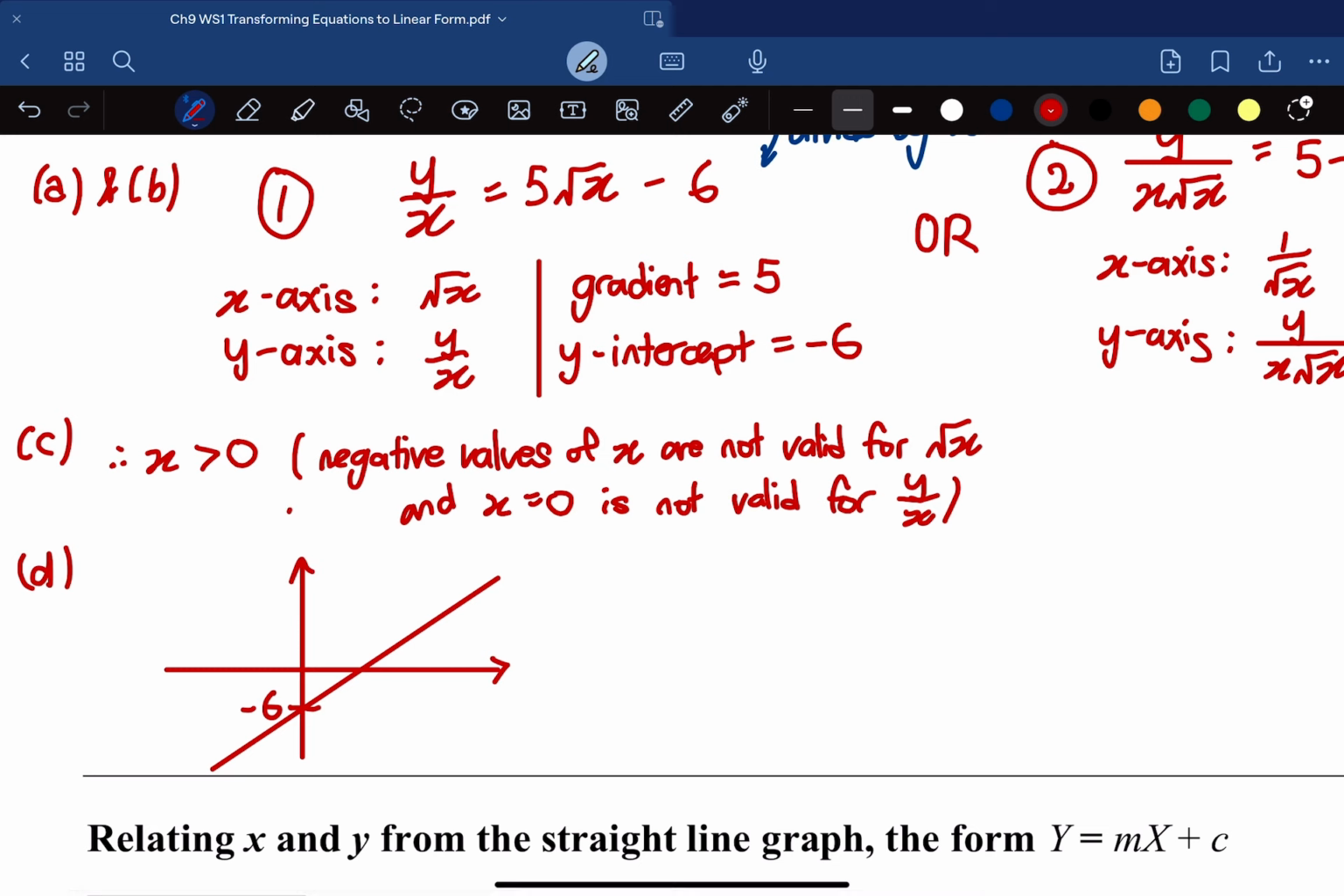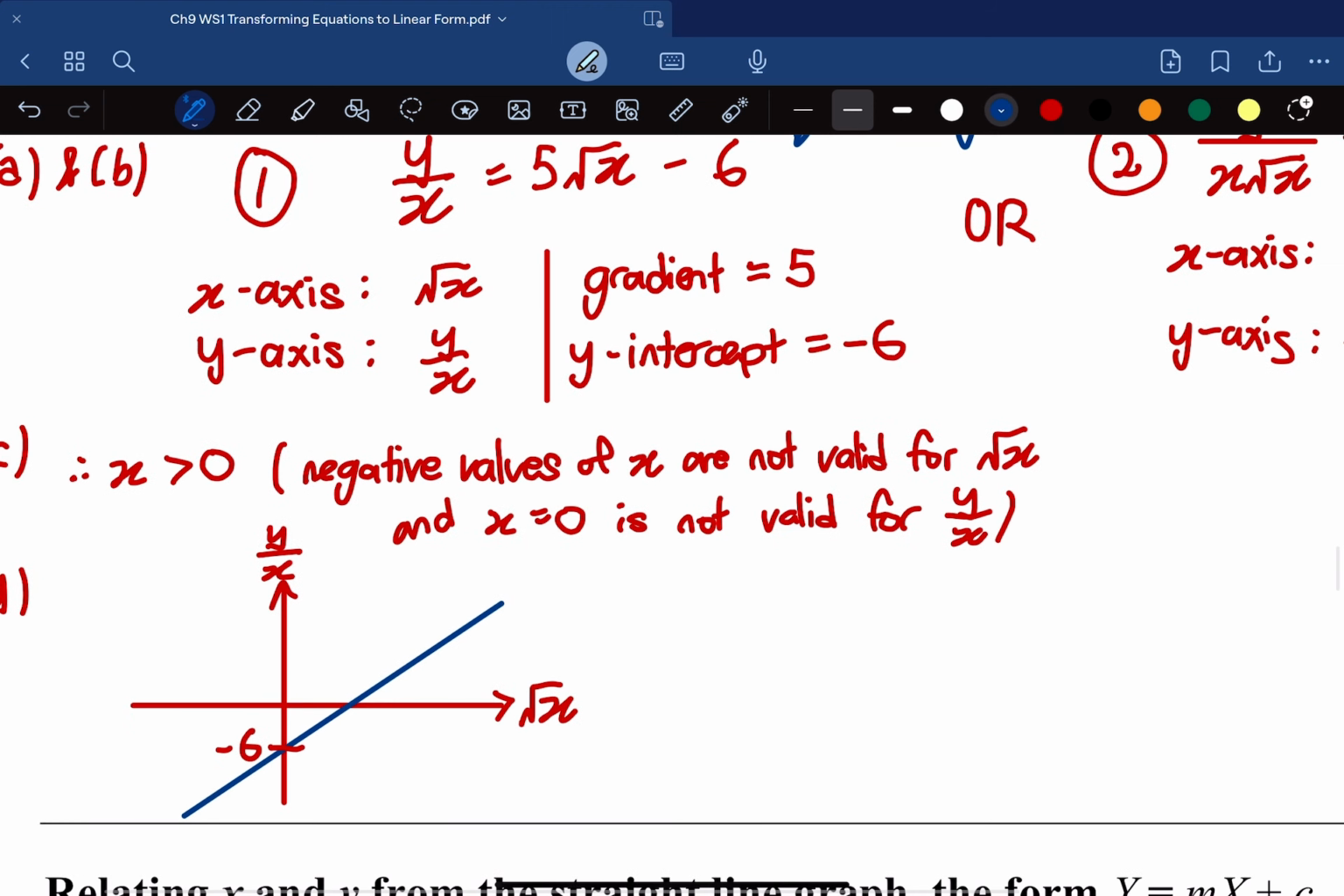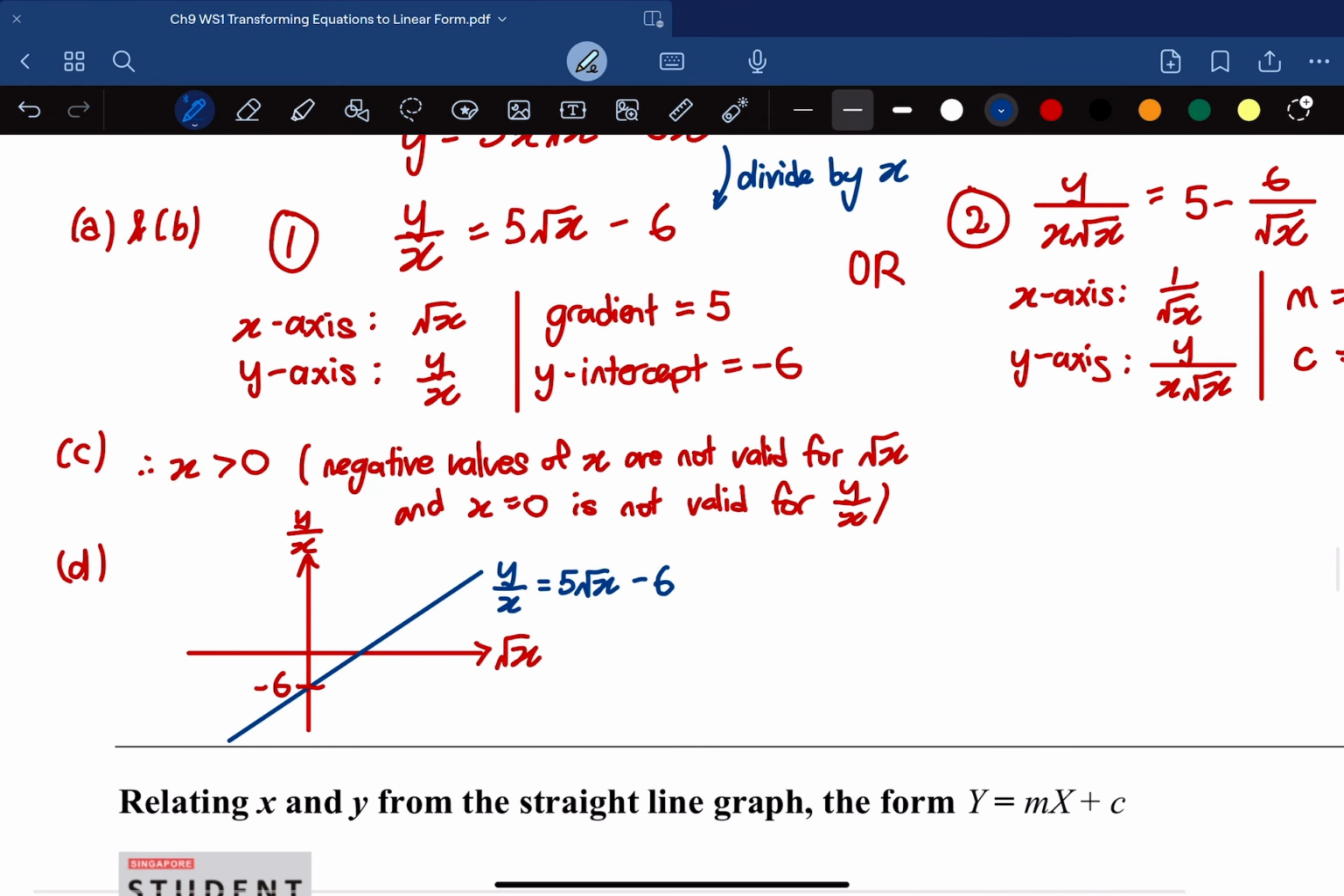My y-axis is y over x, whereas the x-axis is root x. And then I label the equation of this graph. This graph is y over x equals 5 root x minus 6. Okay, so how do I find the x-intercept? Because in a sketch, usually you will label both your x and y-intercept.